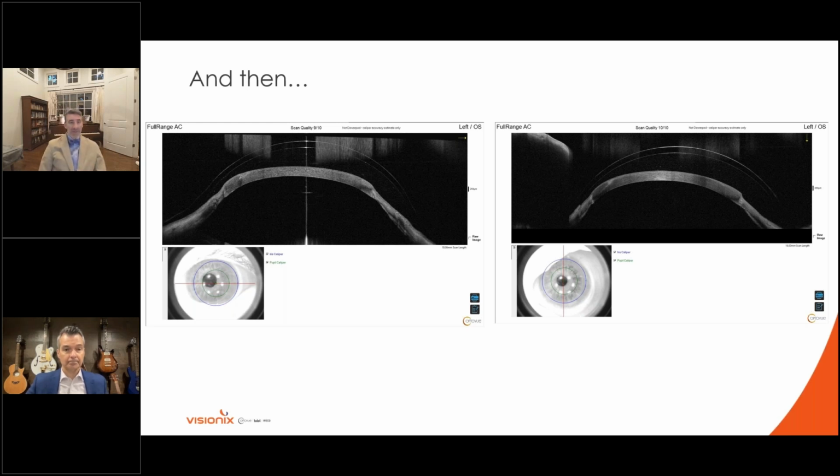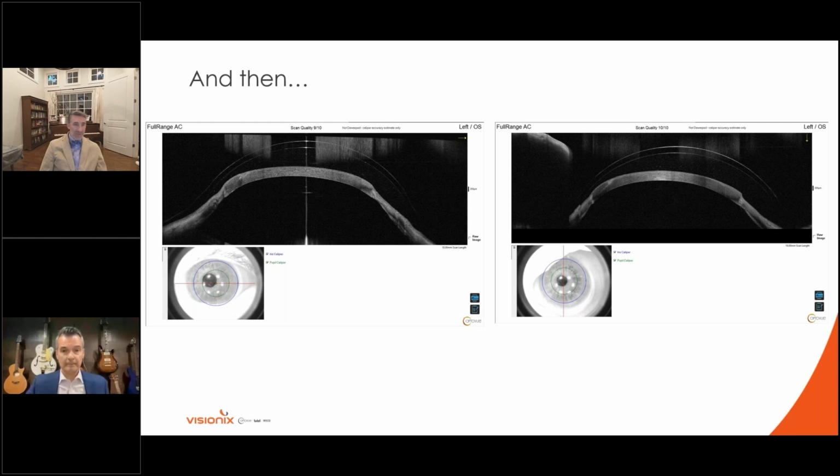But then if you really want to get fancy and you want to get creative and really get some interesting shots, there is a full field image that you can take with the Solix, which shows you limbus to limbus how this lens is sitting. And I love this example that I picked out because it shows you really a great idea of what decentration of a lens looks like.